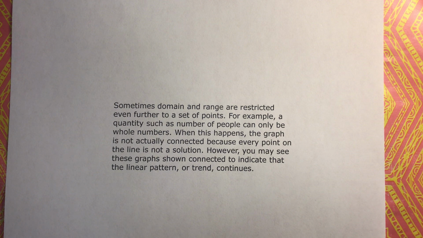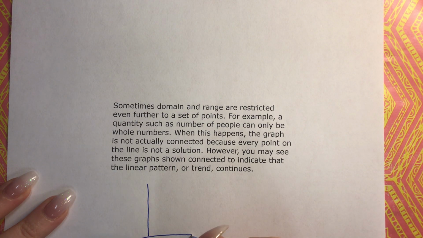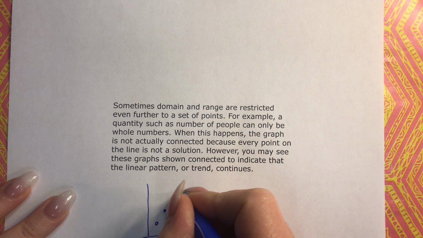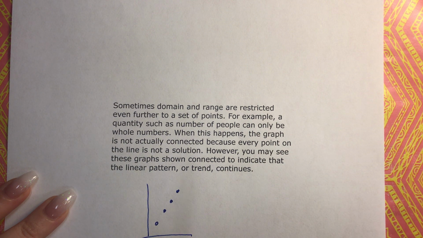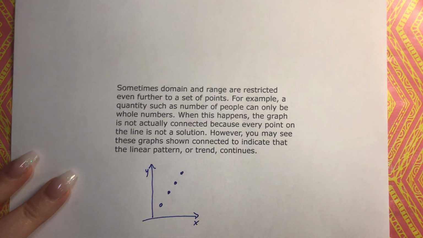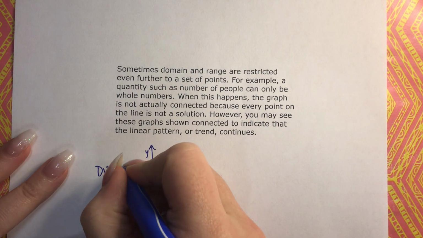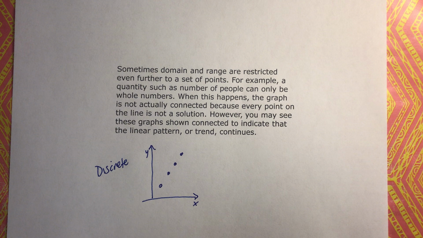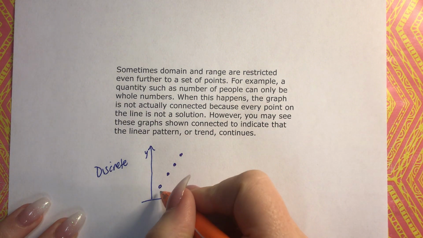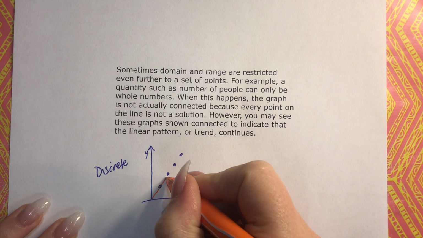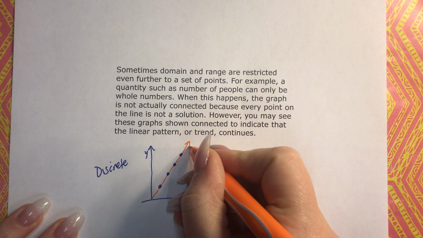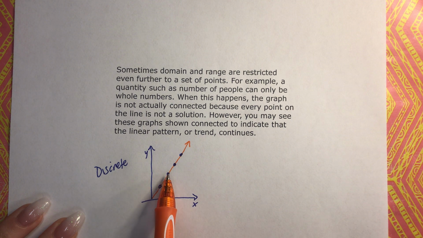So you remember how we talked about discrete graphs and continuous graphs? And we said, hey, if you have distinct points, the domain and the range can only be on those distinct points. If this is my x-axis and this is my y-axis, this was for a discrete graph. Now what this is saying is that if this pattern continues, then what you could see is that these points are connected, and they're connected with an arrow to show that the trend is going to continue.